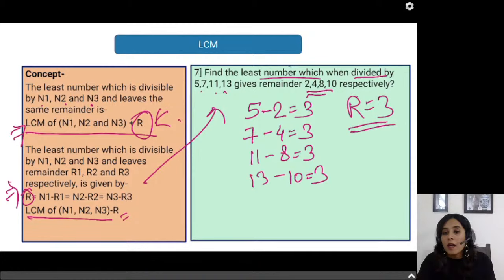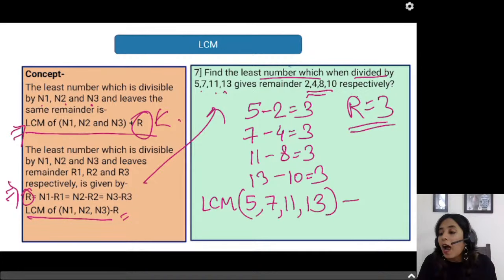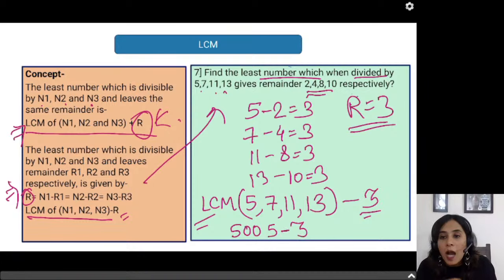Now I take the LCM of 5, 7, 11 and 13, and from that LCM I subtract 3. So guys, please do the calculation and you will get the correct answer. The LCM of 5, 7, 11, and 13 is 5005, minus 3. Bharat has given me 5008. No, Bharat, in this case we have to subtract R, we don't have to add R. In the previous concept we had to add R, but in this concept we have to subtract R. So the correct answer here is 5002. Yes, Debanil has given the correct answer.